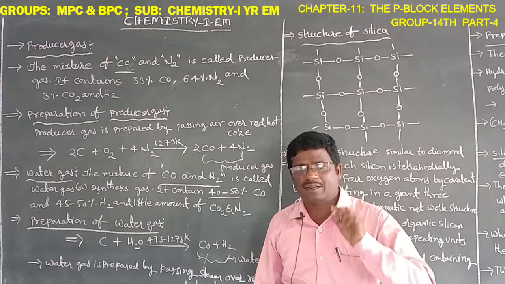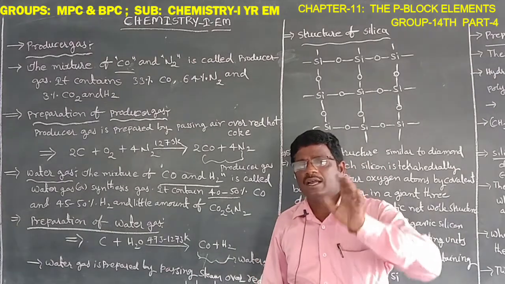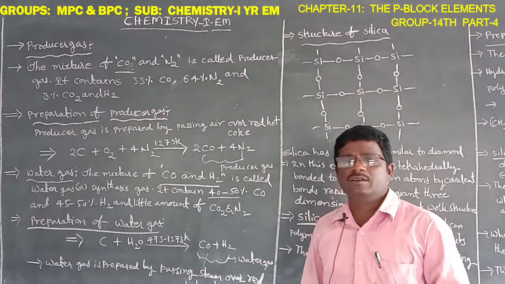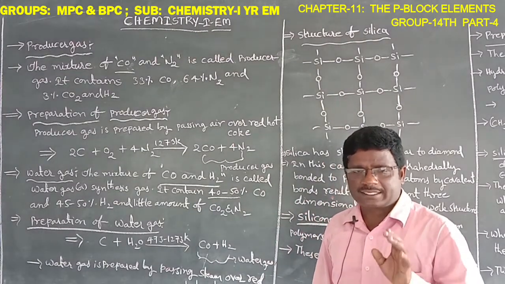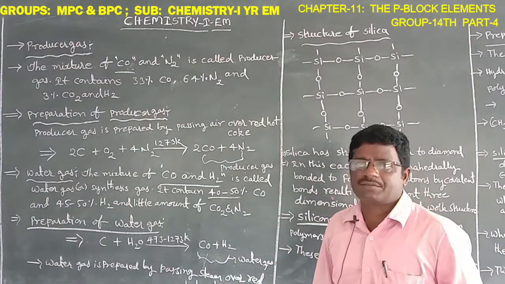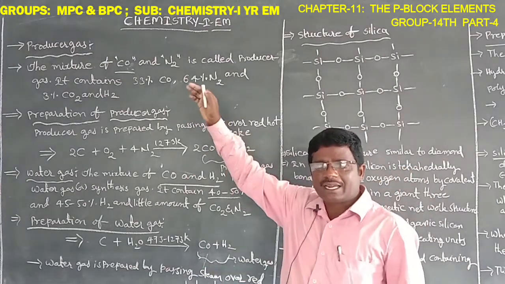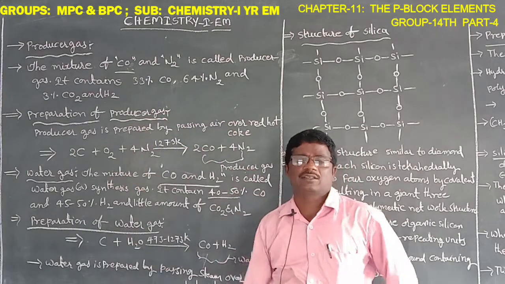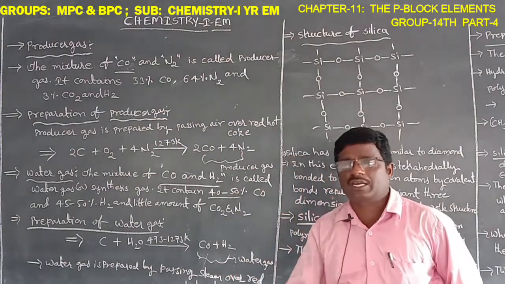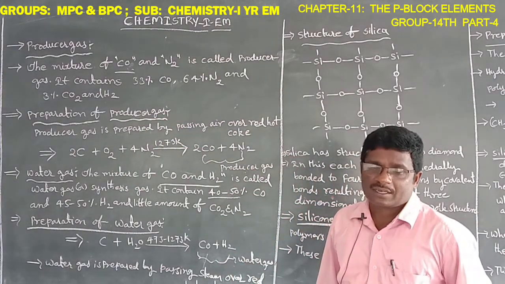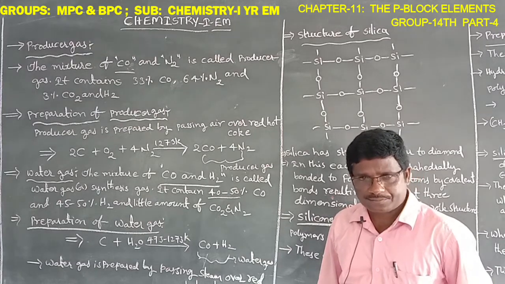The mixture of carbon monoxide and nitrogen is called producer gas. It consists of 33% carbon monoxide, 64% dinitrogen and 3% carbon dioxide and hydrogen gas. How is producer gas prepared?